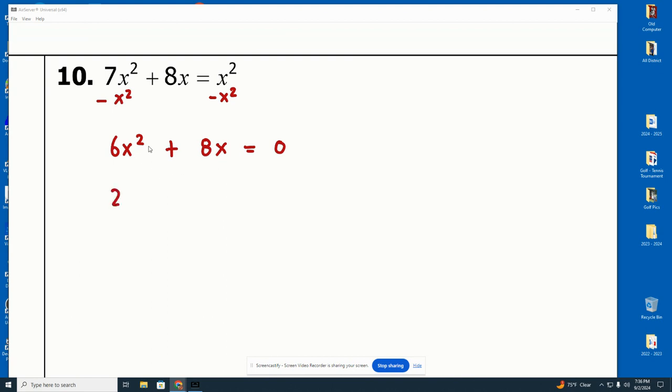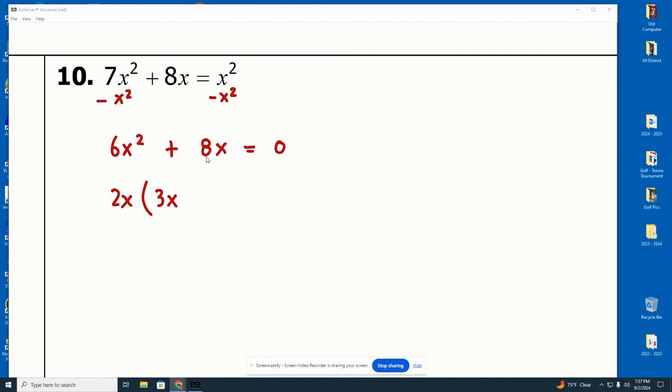But then also, look, this has x squared, this has x. I can pull out 2x. So remember, that's an important factor. So here I go. I'm going to pull it out of both terms. So 6 divided by 2 is 3. And x squared divided by x, one of those will cancel and leave me with just x, so 3x.